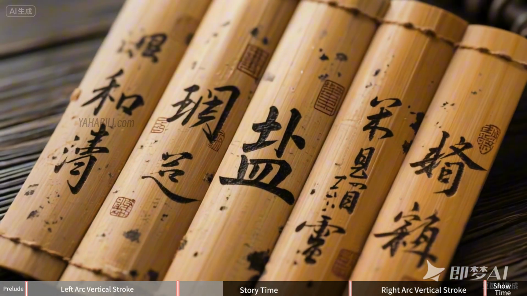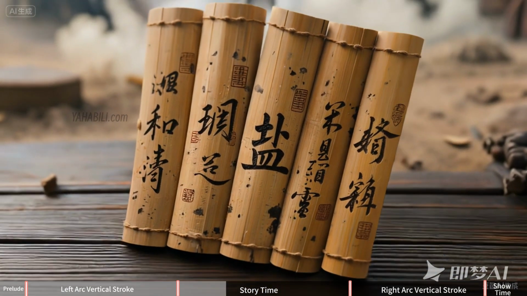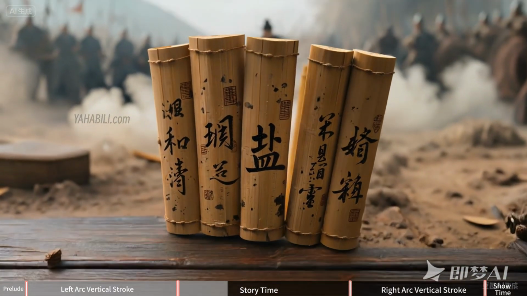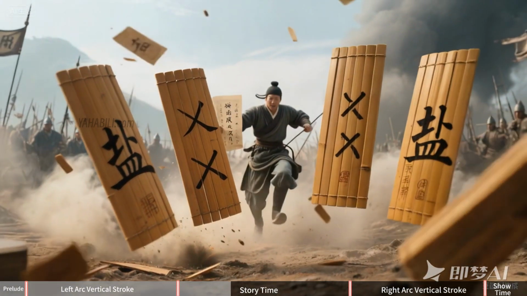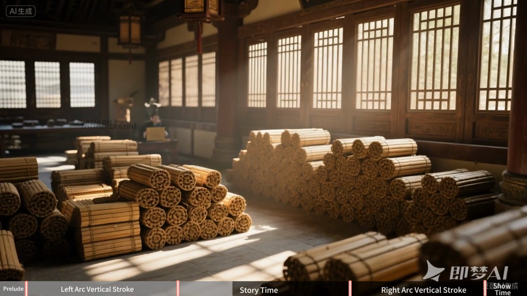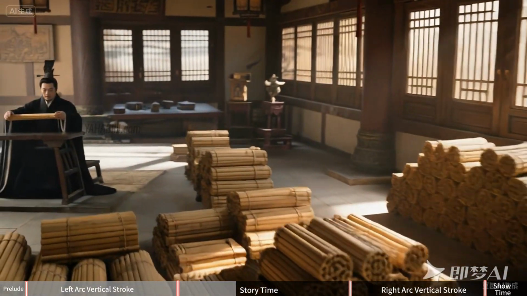One: Salt with five writings. Urgent attack turned to slow defense. 221 BC: China was unified, but divided by characters. Last year in Chu, during conquest, "urgent attack" was written as "slow defense" due to different character writing.